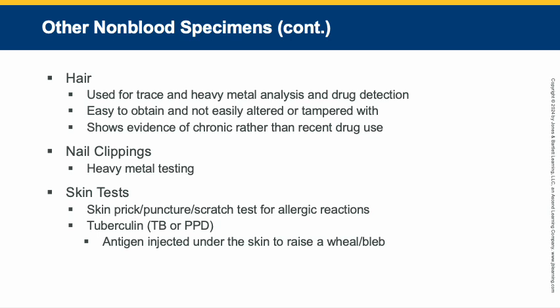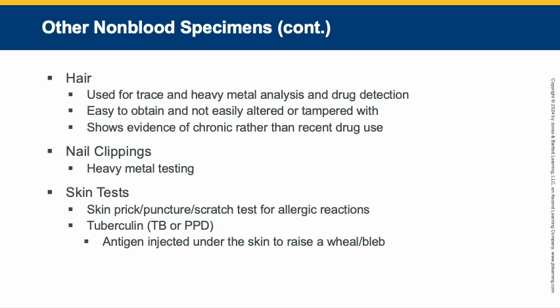Nail clippings. Nail clippings grow slowly and can be used for heavy metal testing, as hair can be. Skin pricks. This is to test for allergies. I don't know if anybody's had allergy testing, but they can check for allergic reactions to as many as 40 different things at one time.